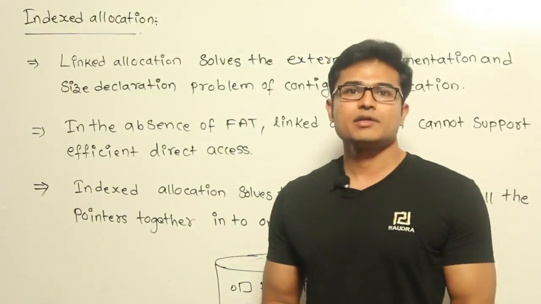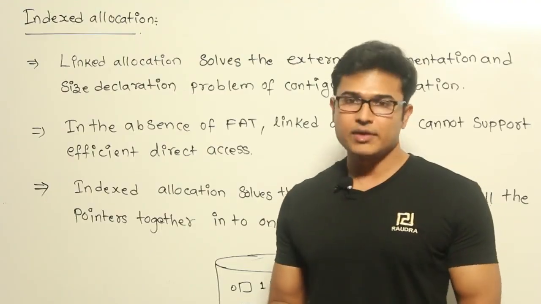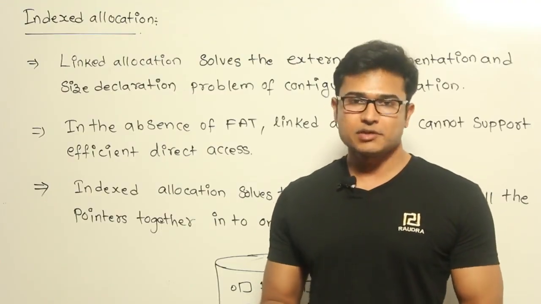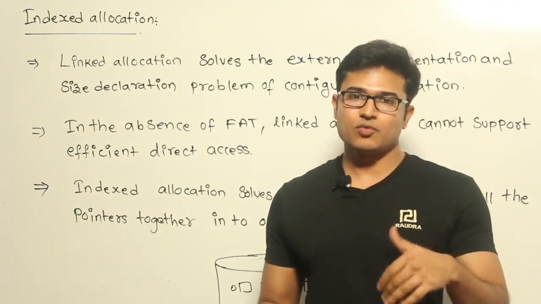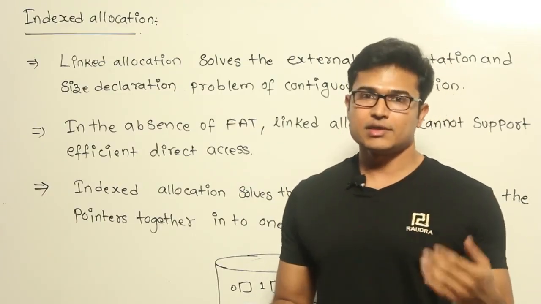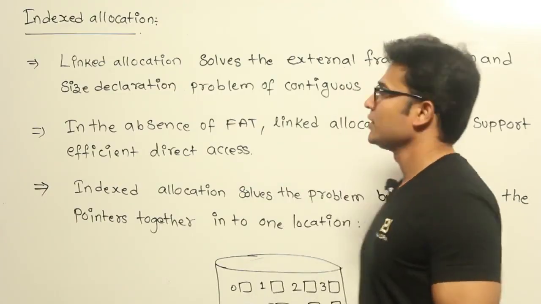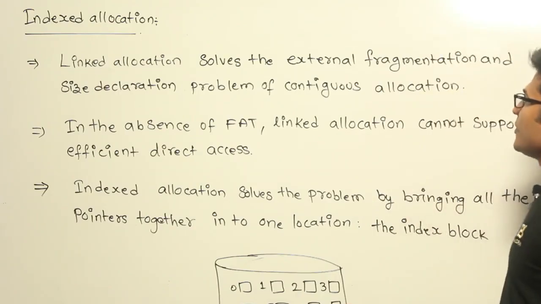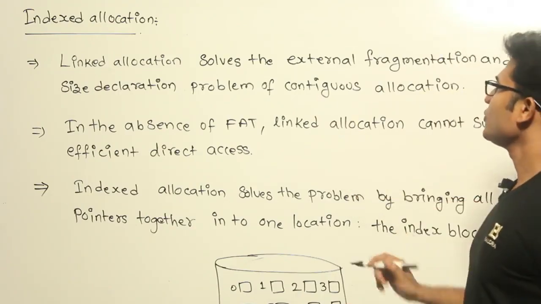Now we have seen three methods of allocation and we have seen the disadvantages of each one. So whenever there is a disadvantage in one method, we have moved on to the next method, right? So let's just revisit what were the disadvantages and why we moved on to the next levels. First, coming to the contiguous allocation, we had two problems.